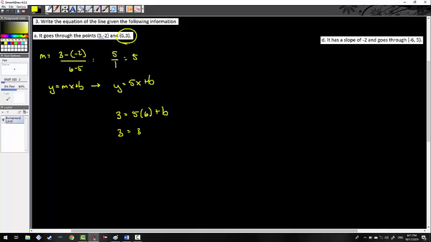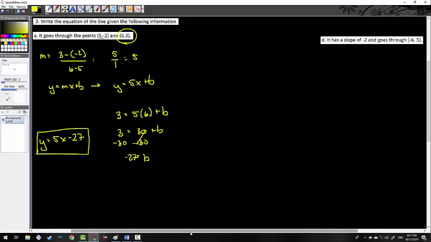So I get 3 equals 30 plus b, minus 30 from both sides. So you get b equals negative 27. So your final equation is y equals 5x minus 27, and that's as far as you can go.